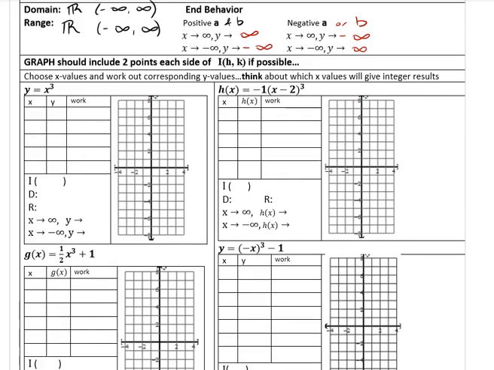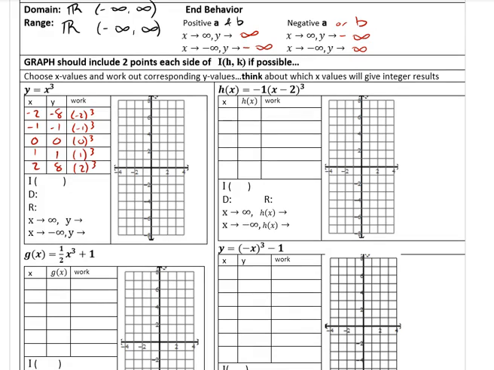So for the parent function, easy numbers to plug in are 0, negative 1, negative 2, 1, and 2. It's always going to work. So when you plug it in, my work would be negative 2 cubed makes negative 8, negative 1 cubed makes negative 1, 0 cubed makes 0. Then 1 cubed makes 1, and 2 cubed makes 8.